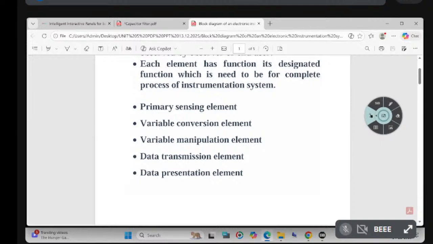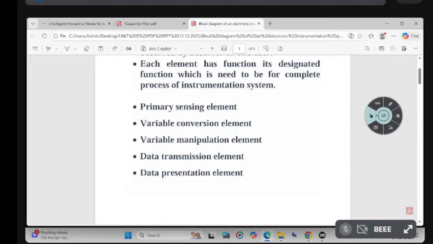So only the block diagram components we have to explain. Why we are using primary sensing element, variable conversion element, variable manipulation element, data transmission element, data presentation element. These are the functions from input to output. So how are these connected from input to output?